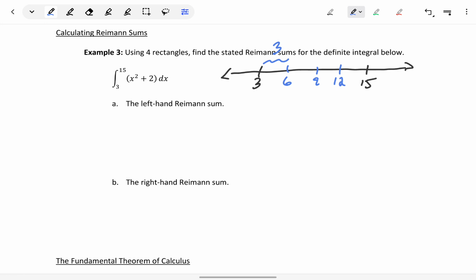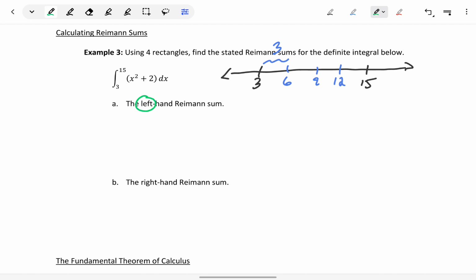And now we can calculate what's called the left-hand Riemann sum, and then in part B, the right-hand Riemann sum. This is exactly what we did before. We calculated the area of the rectangular regions. We're just doing it without looking at the graph.